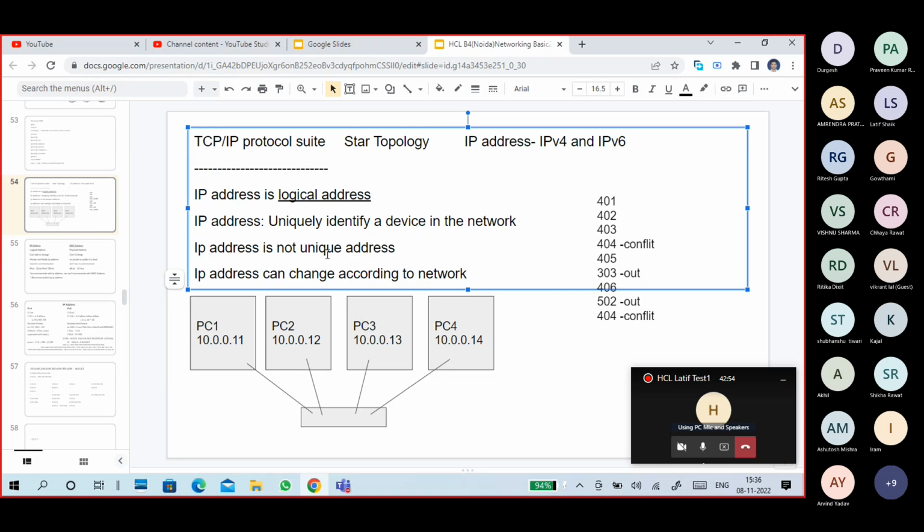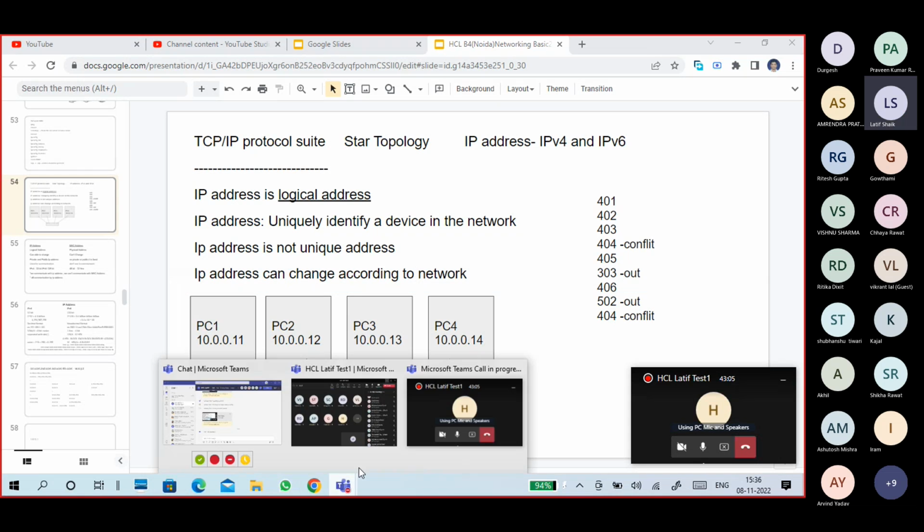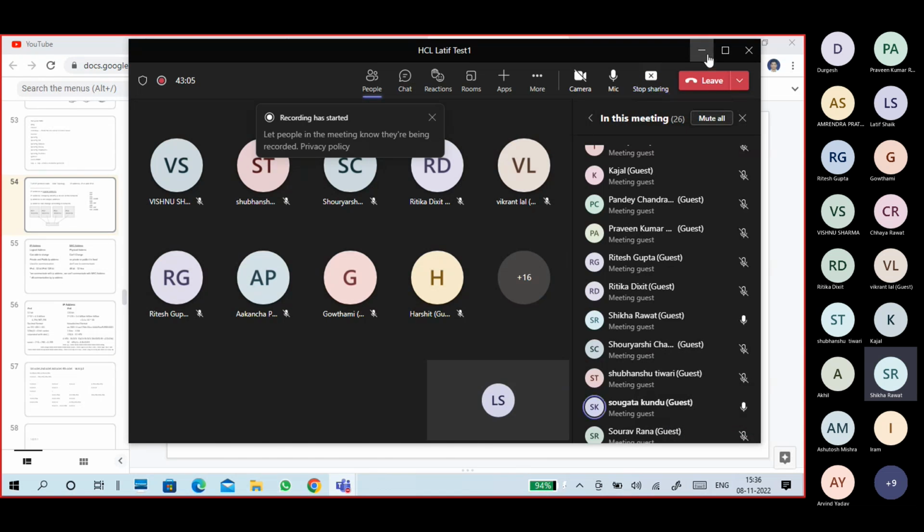Yeah, sorry. I'm muted and not muted. Are you able to hear, guys? Yes, sir. The screen is visible, right? Yes, sir.